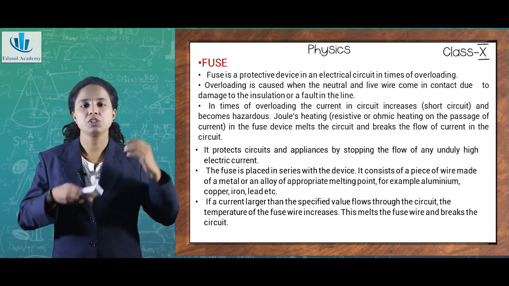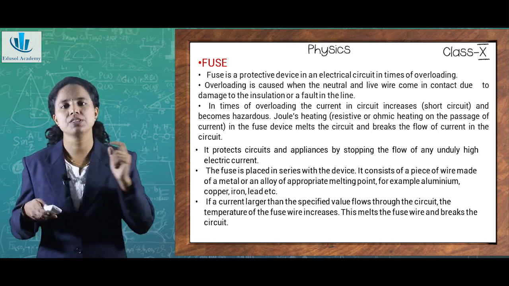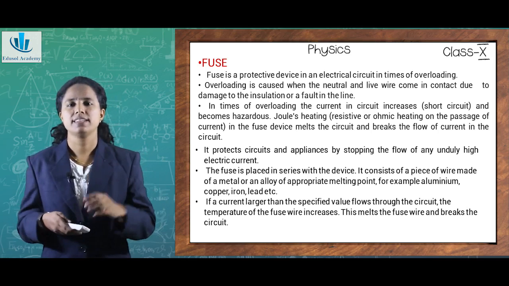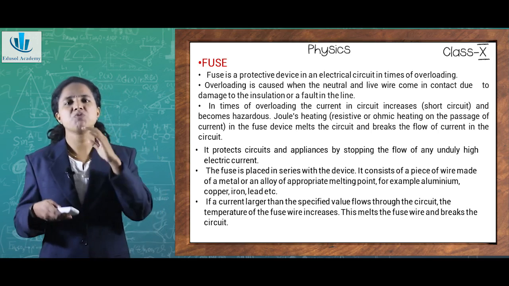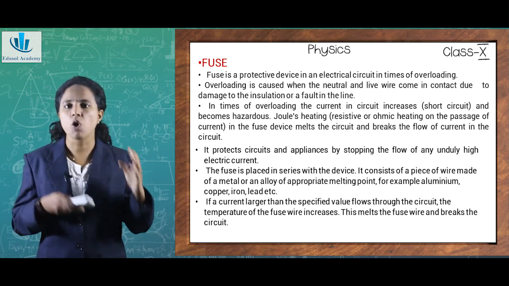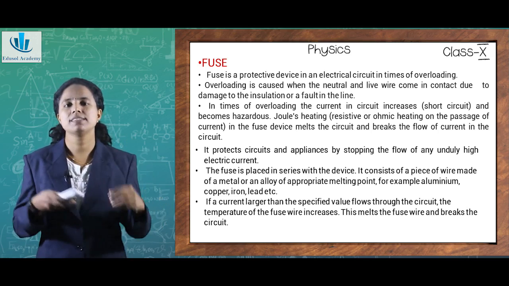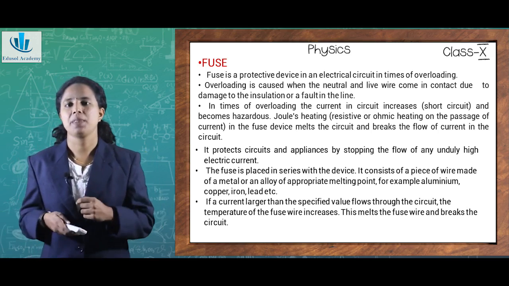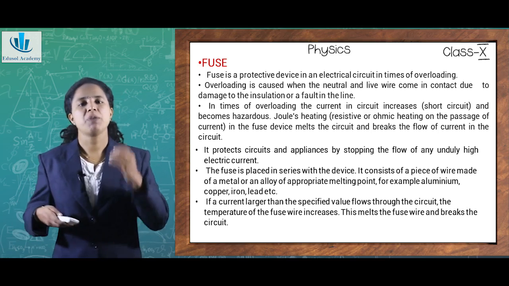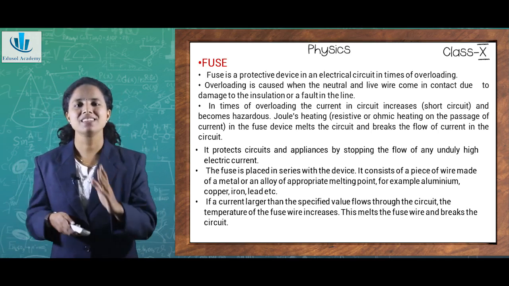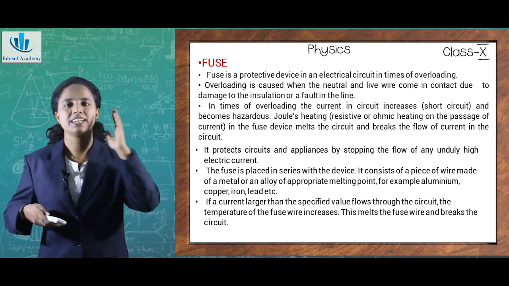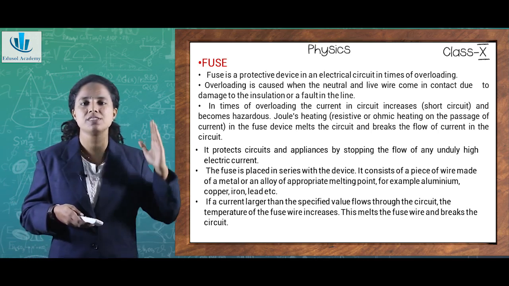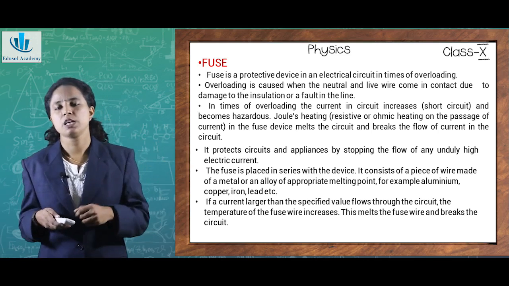Overloading is caused when the neutral and the live wire come in contact. And how does it come in contact? It's when there is some damage to the insulation or some fault in the line. So in terms of overloading, what happens is the current in the circuit will increase, or we say it is a short circuit, isn't it? And it will be very hazardous. And we know Joule's law of heating, H equals I square R T, that is heat produced is equal to the square of the current times the resistance as well as the time.